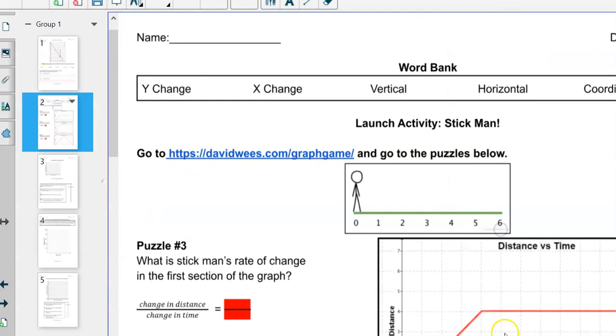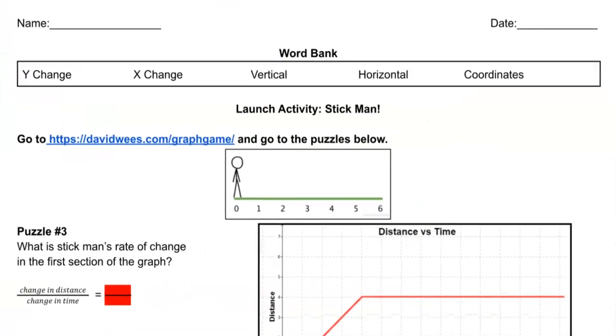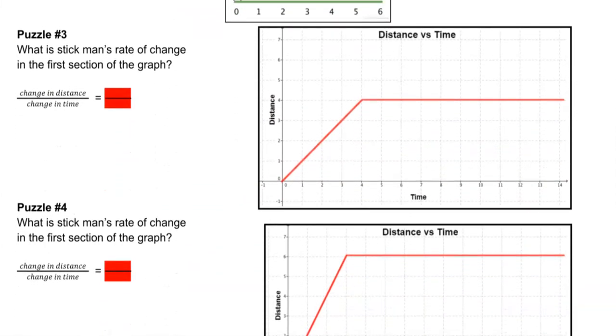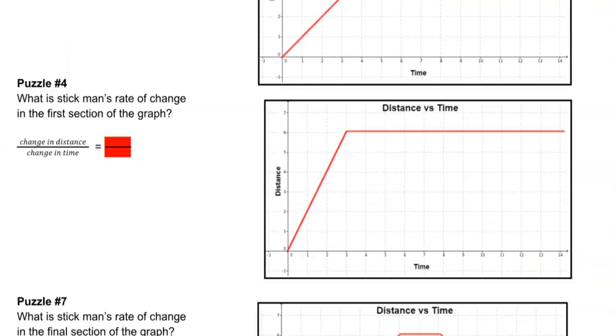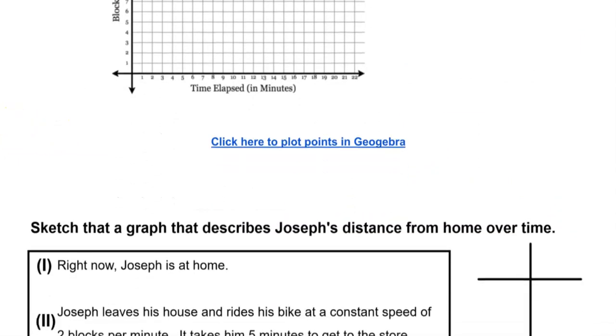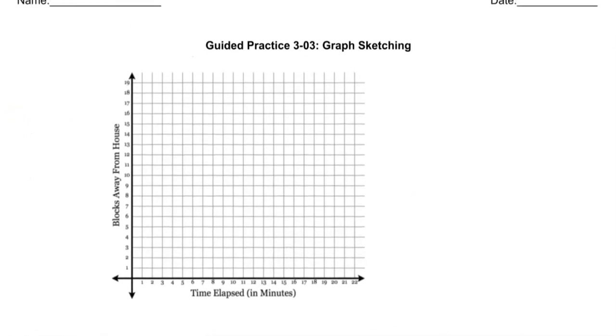So there are 3 puzzles that we want you guys to try to do. For each of them, we want you to calculate the change in distance over change in time, or the change in y over change in x, to help you better approximate your Stickman march.